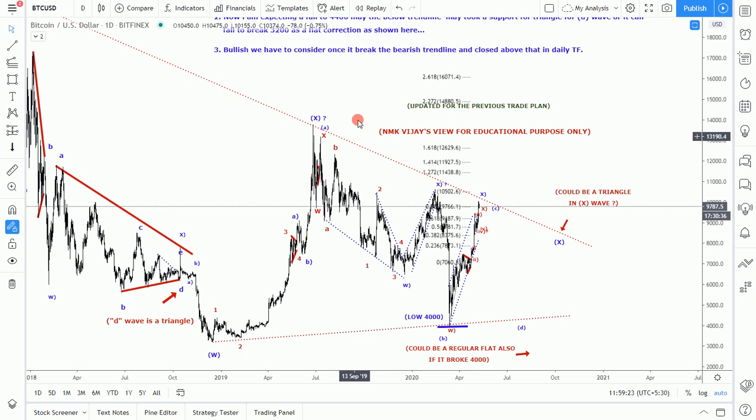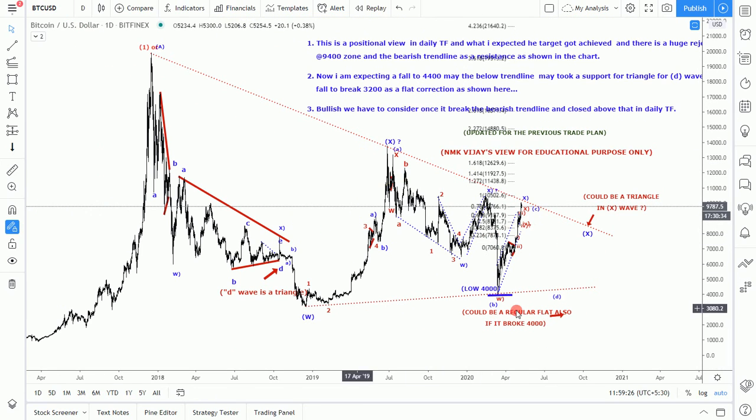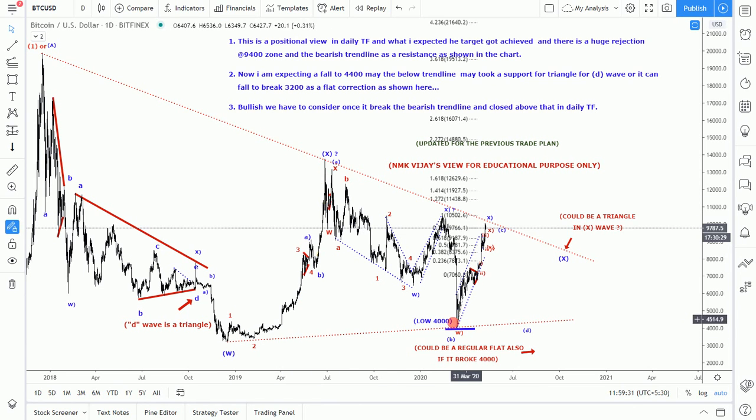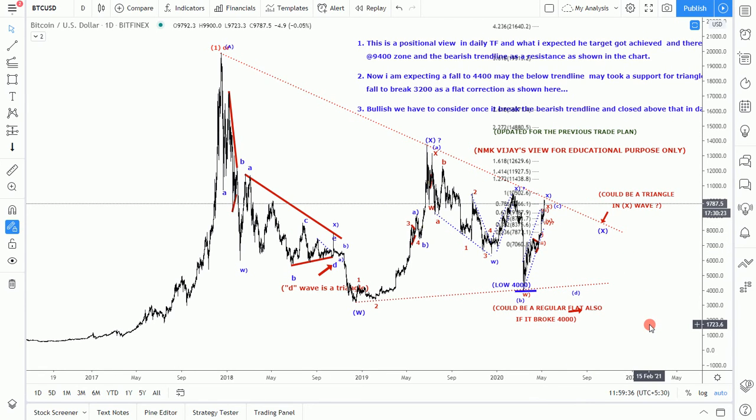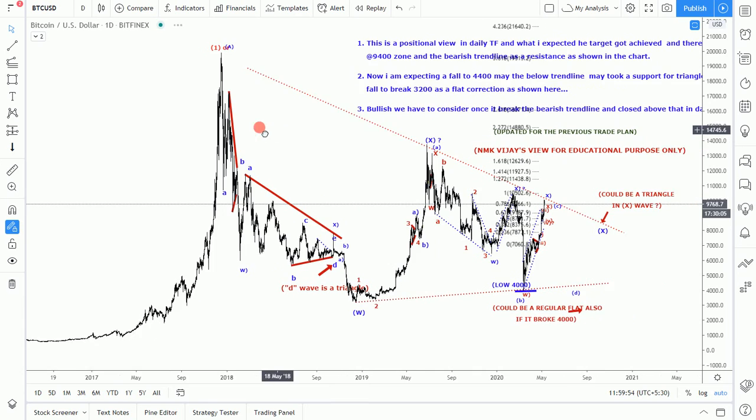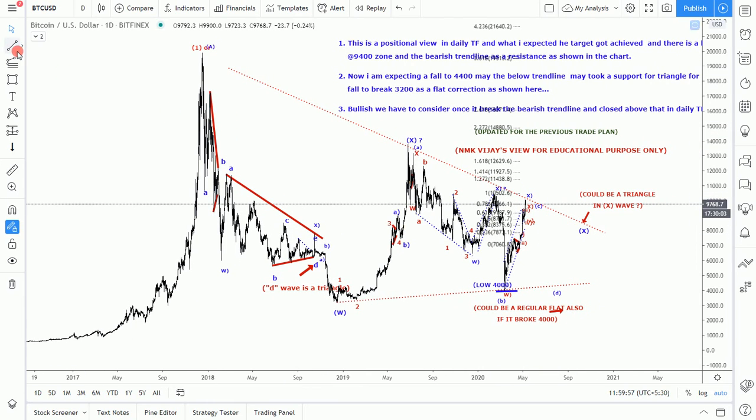Or it could be a triangle also, A, B, C, D, E, and then it could fall from here also, or else it could travel above this level but not break this 3900. We need to watch this wave formation here, because if it is a triangle, we don't want to place this. I will explain here. It could drop like this and then it can go like this, if it becomes a three-wave structure in that bigger time frame.